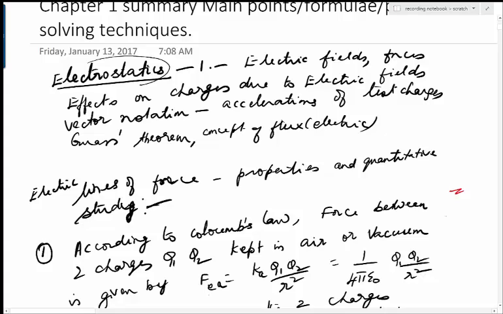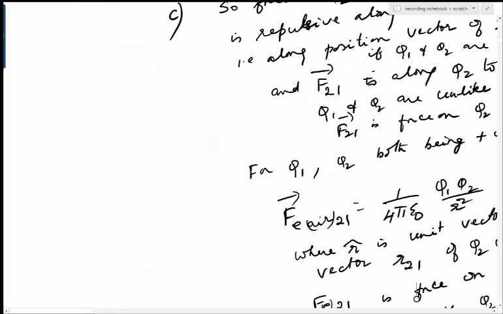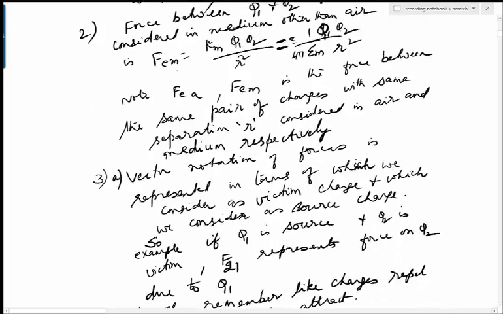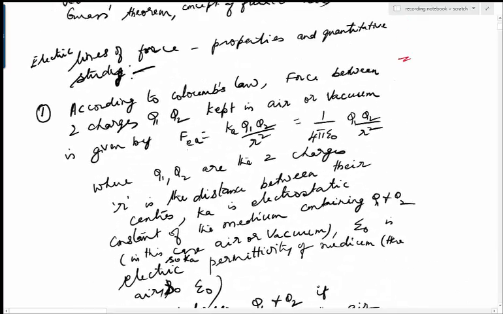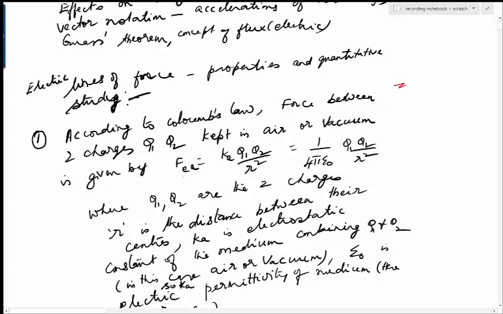Now, taking our first thing, Coulomb's law. What does Coulomb's law say? According to Coulomb's law, the force between two charges Q1 and Q2 kept in air or vacuum is given by F_EA, where A stands for air and E stands for electric, equal to Ka into Q1 Q2 by R squared, where Ka is also written as 1 by 4 pi epsilon naught, Q1 Q2 by R squared.